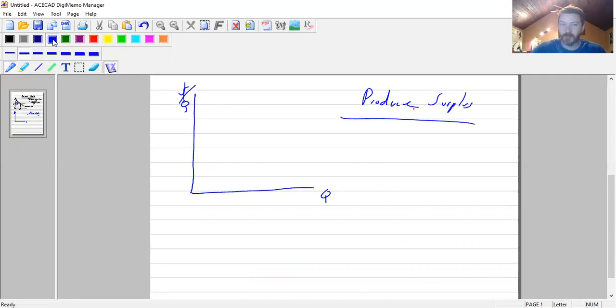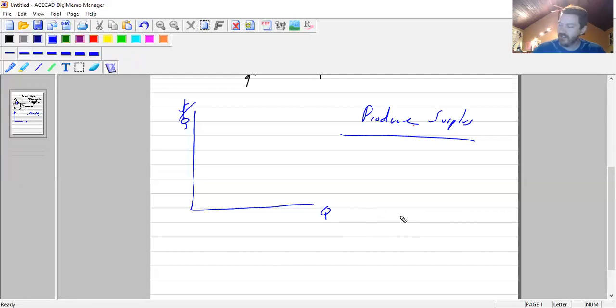Over here on producer surplus, it's really the same idea. There's the supply curve, and remember the supply curve is the same thing as the marginal cost curve. Just assume we have this price. Forget about where that price comes from. We're just using this for illustrative purposes. There's the price. This is how many units the firm would want to sell at that price.